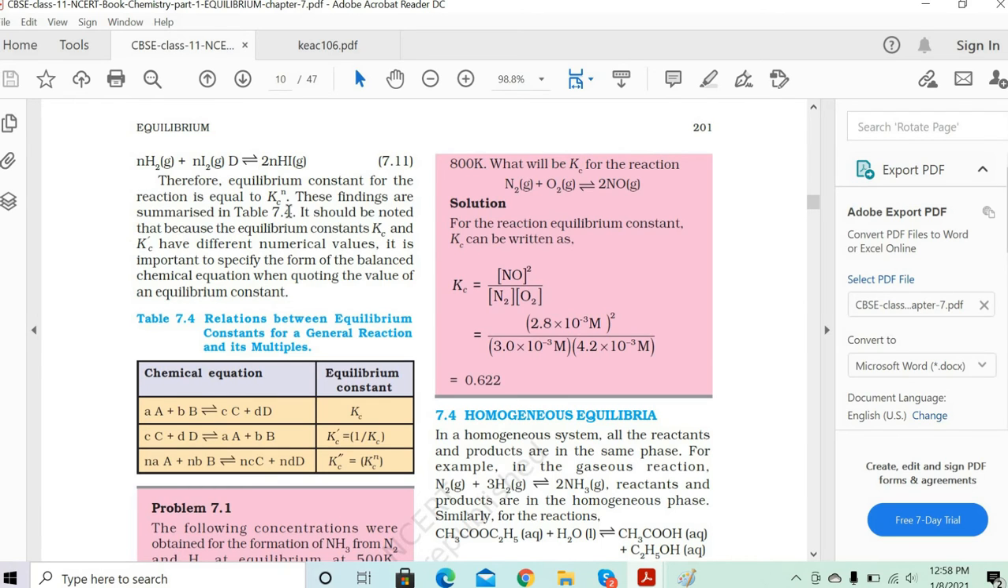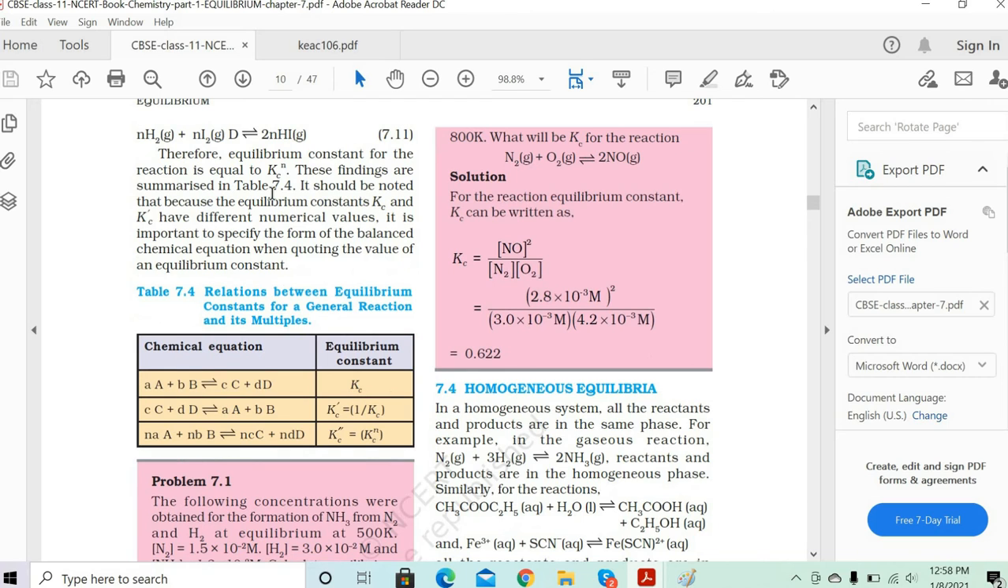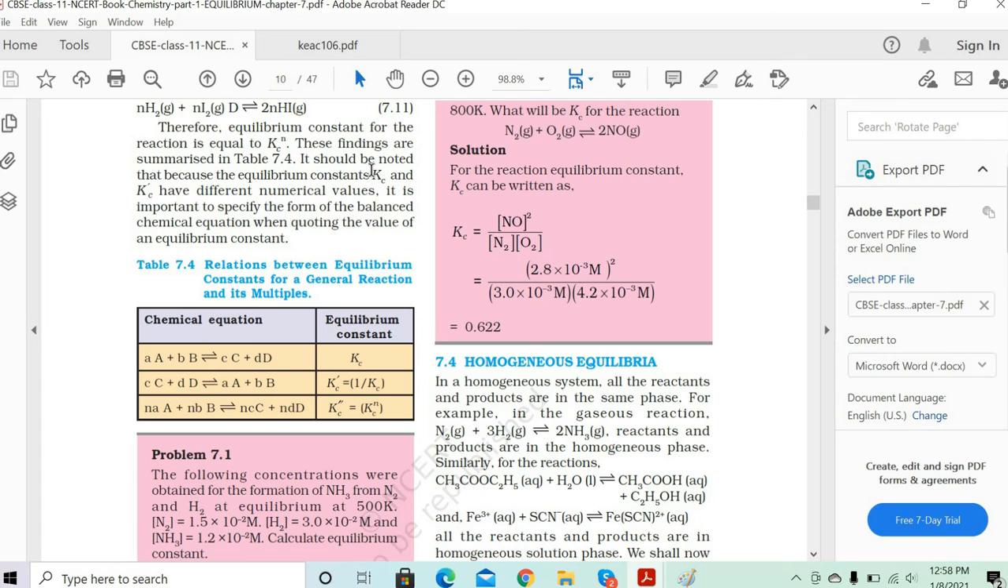Generalized things will be given by equation 7.11, and the equilibrium constant will be Kc whole power n. Is it clear, this part? These findings are summarized in table 7.4. It should be noted that because the equilibrium constants Kc and K'c have different numerical values, it is important to specify the form of the balanced chemical equation when quoting the value of the equilibrium constant.